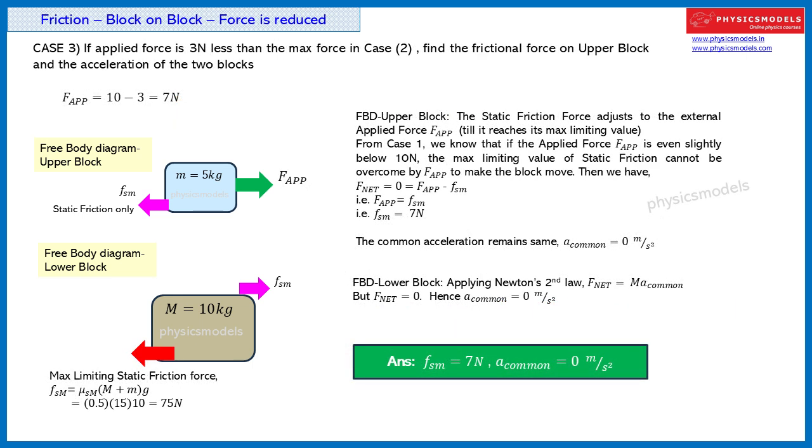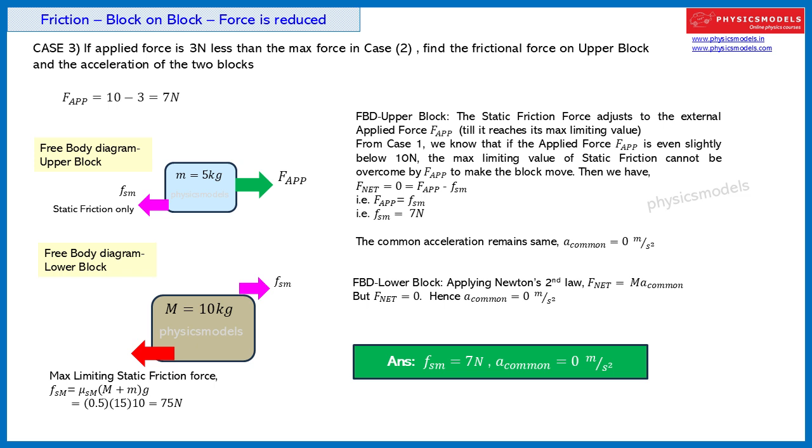We now come to case 3, where the applied force is smaller than the maximum applied force of case 2 for having no relative sliding. So, if the forward force is only 7 newtons, the rearward resisting force of static friction also adjusts itself to 7 newtons because it has not reached its maximum capacity. Therefore, the net force on the upper block is 0. Therefore, the acceleration of the upper block is also equal to 0.